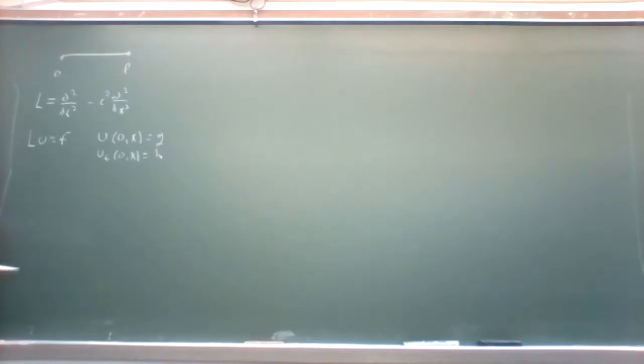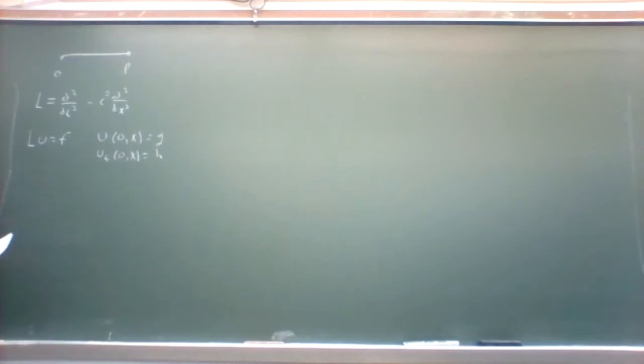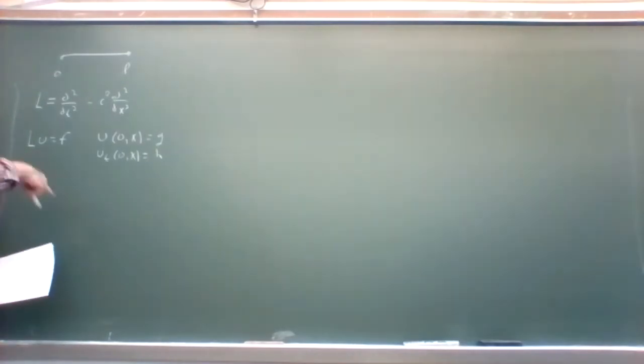So I won't take too much time on that, but I'll point out that in principle, we've solved this problem for either LU equals F and 0 initial conditions, or for non-zero initial conditions and LU equals 0. That's where we are. If you want to solve the general thing, the good news is that you can do it just using the information that we've got. How do you solve this problem?